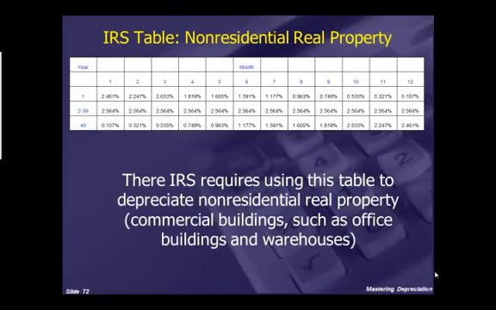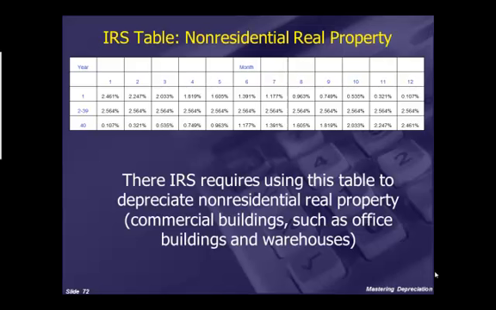Now, for non-residential real property, real property, buildings that are not used for individuals or families residing in them, non-residential would be your commercial property, your business property. There's a different table. This is the one because they have to use 39 years for the useful life. It is still computed using straight line.